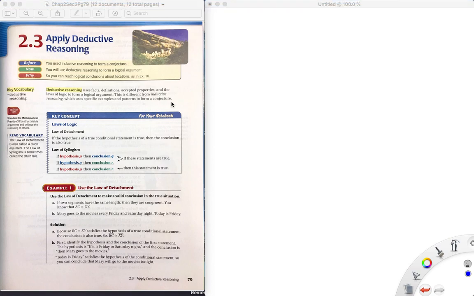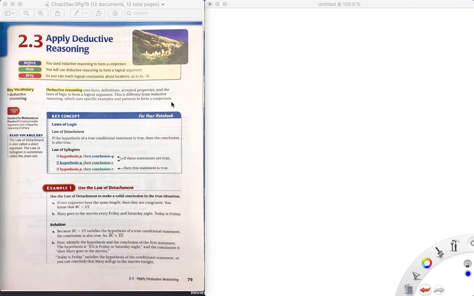Okay, this is Chapter 2, Section 3, Applying Deductive Reasoning. We talked about inductive reasoning previously, and that's using patterns to make a conjecture, educated guess, or a conclusion. Deductive reasoning is a little bit different.